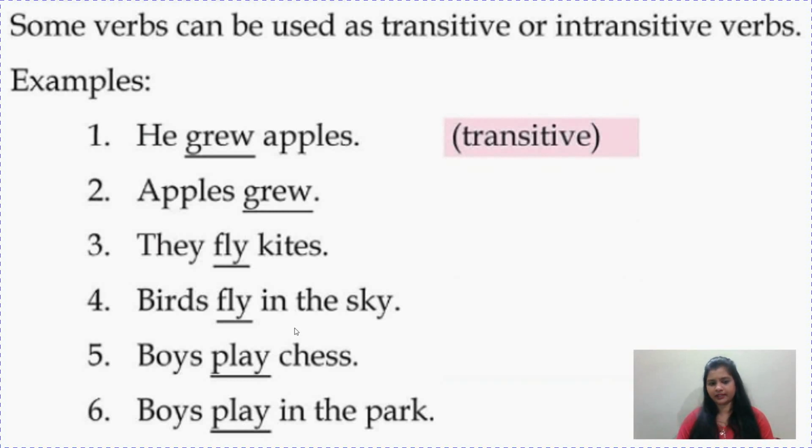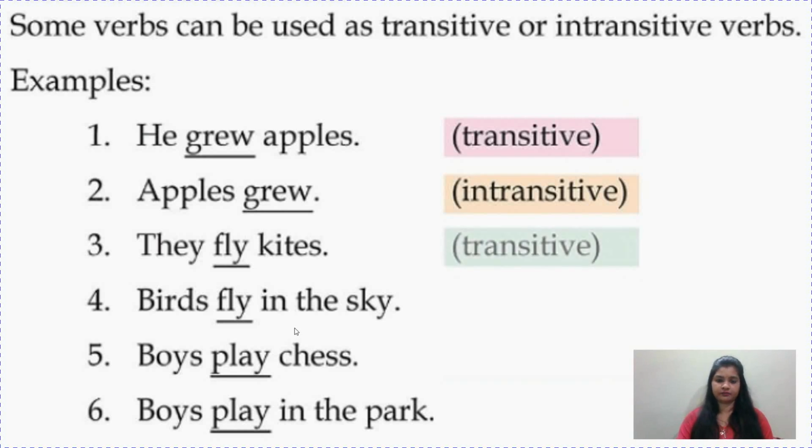It does not require anything. No object is required. So it is intransitive. They fly kites. What? Kites. It needs an object. So it is transitive. Birds fly in the sky. I can also write birds fly. Children, it does not give the answer of where or how. Okay. So it can be birds fly also. So it is intransitive.